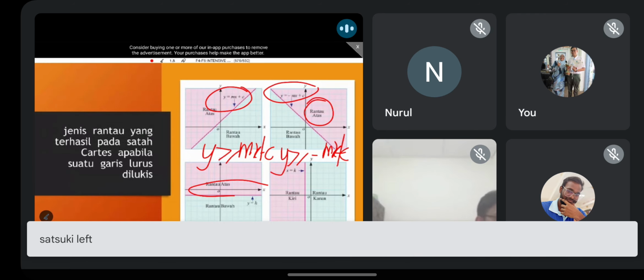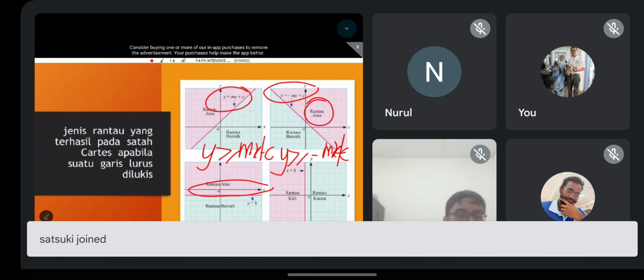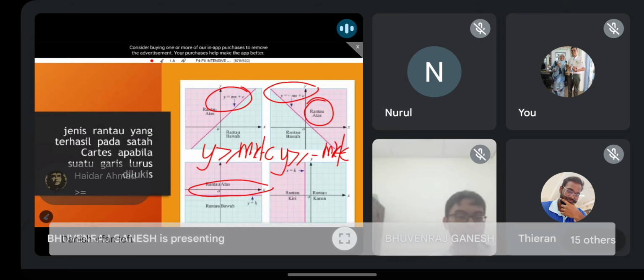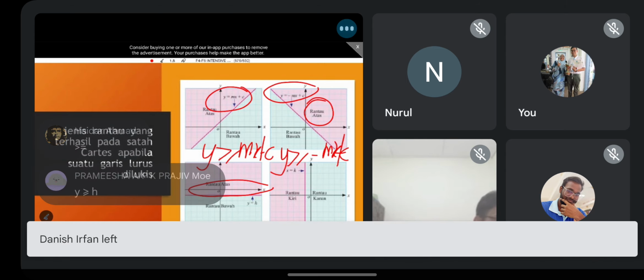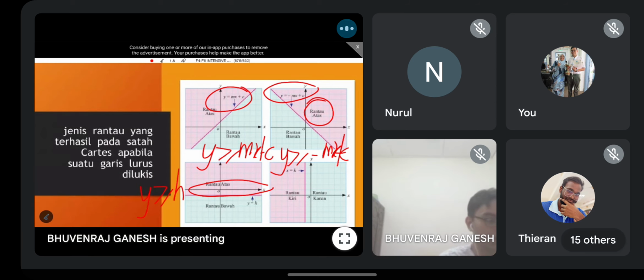Okay, this one, can you guys tell what the inequality is? This one is a horizontal line. So the equation will be y equals a number, a constant. What sign should I use here, guys? Yeah, greater than or equal to. y greater than or equal to h. And then this one, guys?